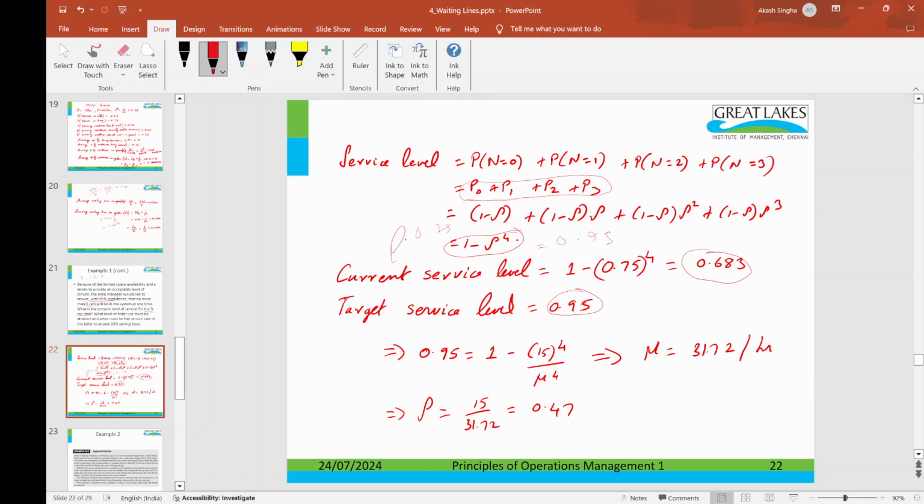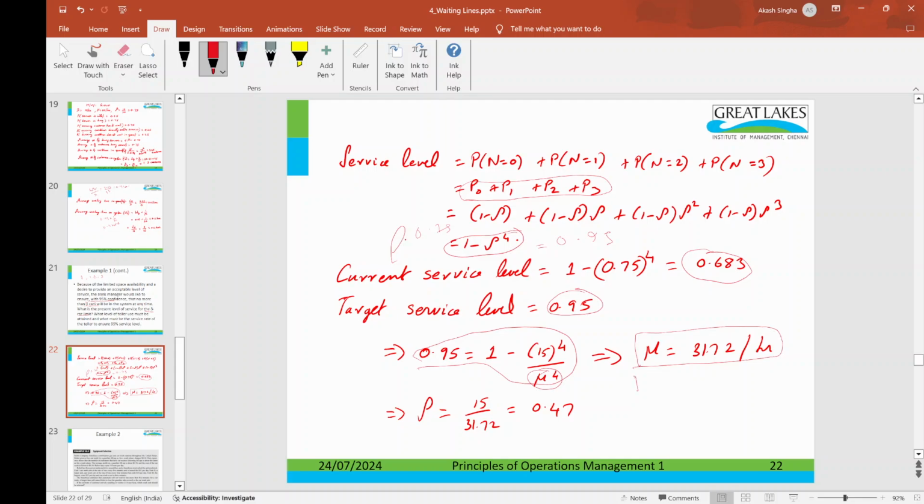Now we cannot change the arrival rate of customers. Customers will come at their rate, when they are free. So that is 15. What we can do is calculate the new service rate mu, like how fast we can do our service. We can increase that. So from this, we have to substitute the formulas and calculate the value of mu. And mu comes to be around 31.72 per hour.